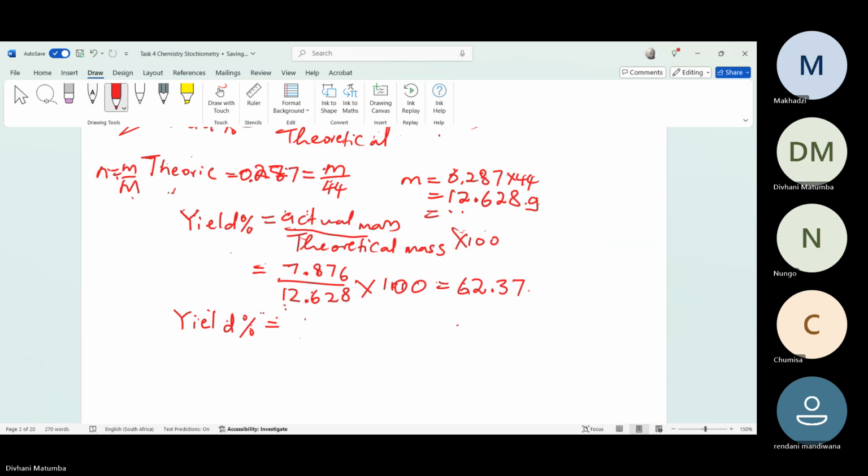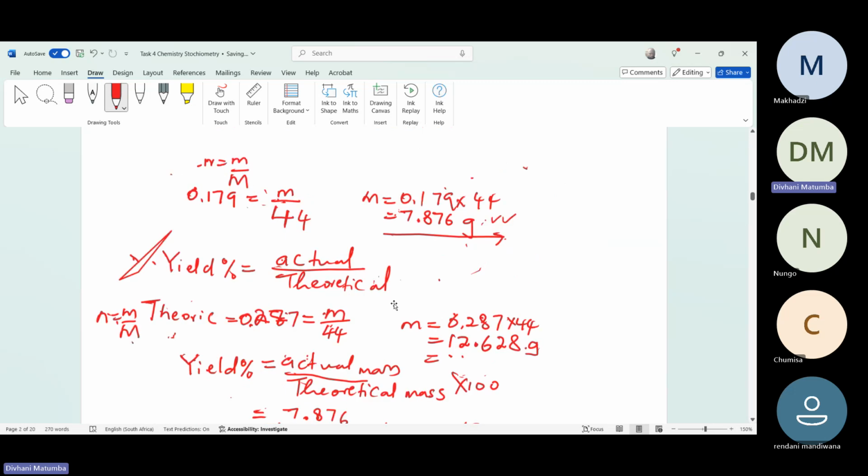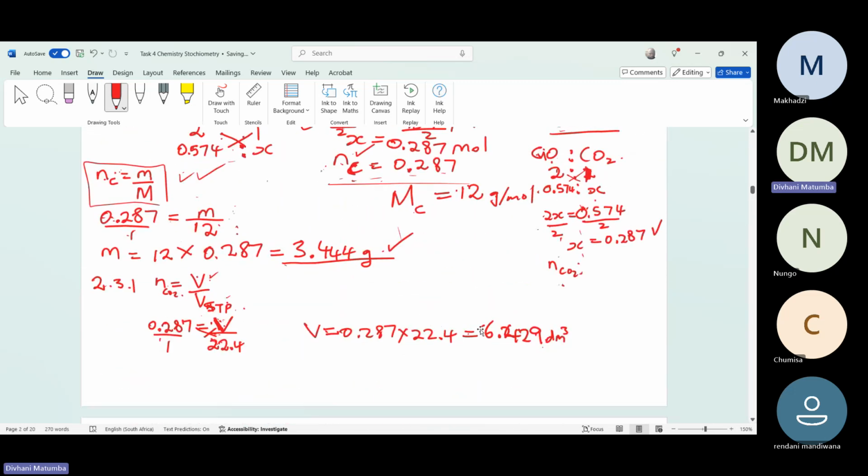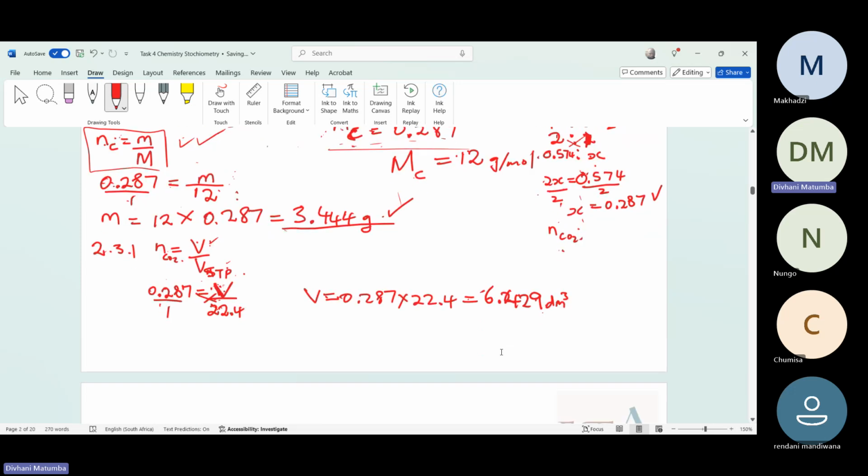We were told that, okay, I just want to see if this will work. If it doesn't work, it's fine. Actual volume divided by theoretical volume. The actual volume, we were told it is 4. You agree? And then the theoretical volume that we have calculated was 6.429.